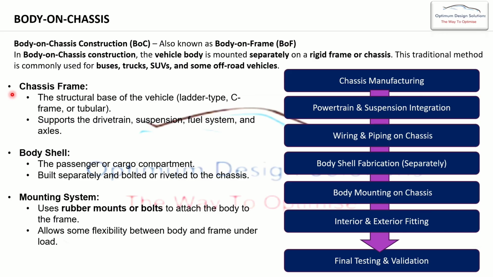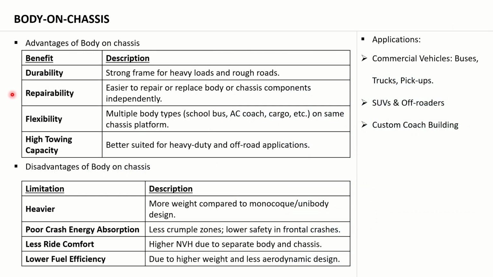Next one is the body shell. The passenger and cargo compartment is nothing but the body shell. It is built separately and bolted or integrated on the chassis. And the last important part is the mounting system. While the vehicle is running, a lot of vibrations come towards the cabin, but they can be damped by using dampers or rubber mounts sandwiched between the chassis and our BIW or body structure. Using the rubber mount or a bolt attached to the body frame allows it to damp the vibrations.